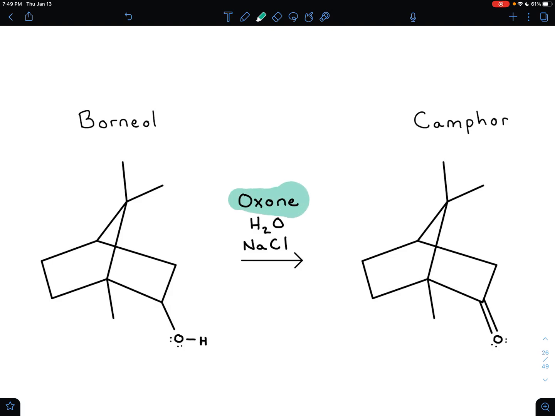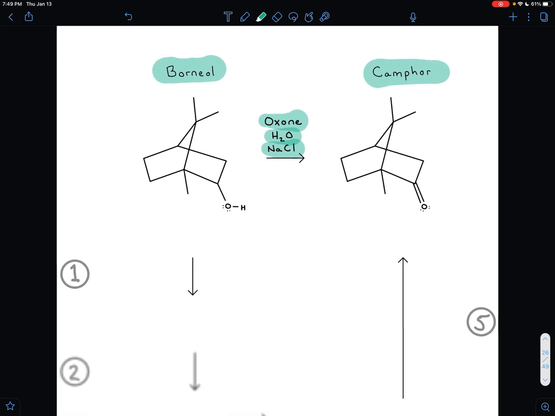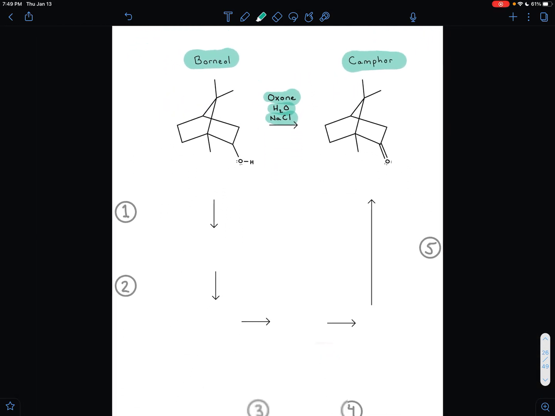If you add oxone, water, and sodium chloride to Borneol, it will turn into camphor. This video is about how that happens. It happens in 5 steps.